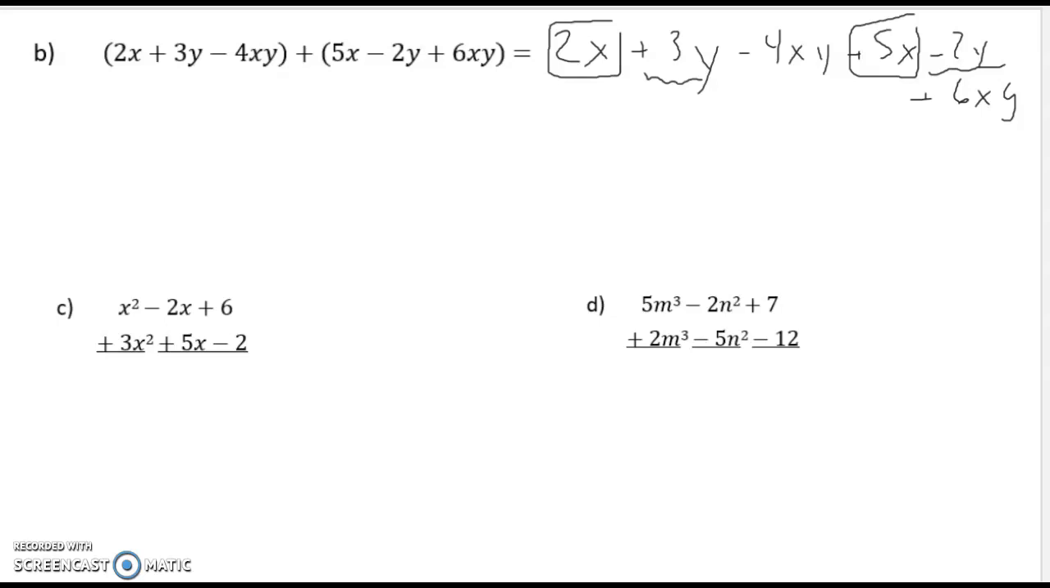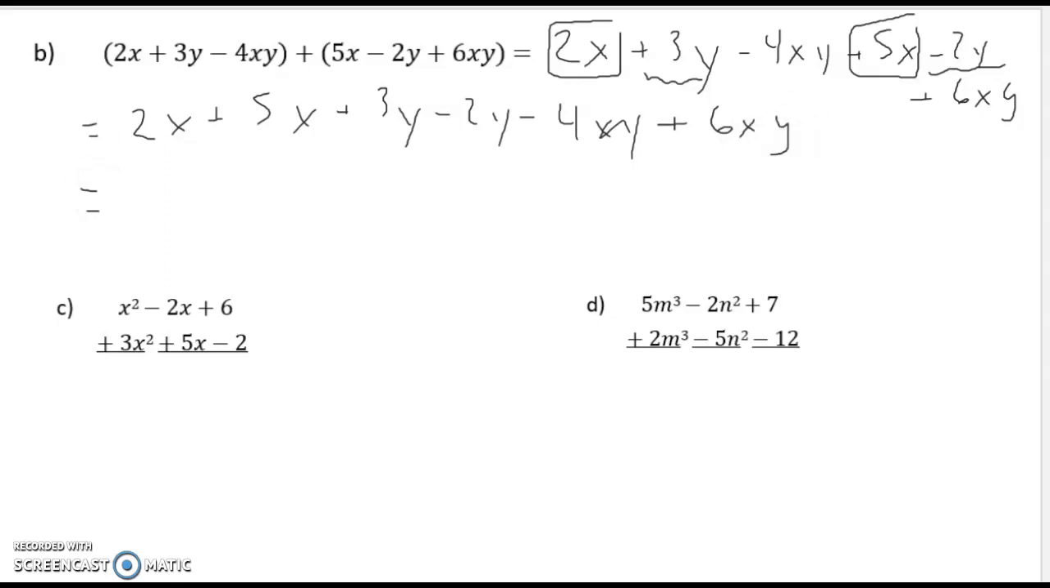So I'm just going to start over here, just so I can have more room. So 2x plus 5x. Then I'm going to go to my positive 3y and negative 2y. So plus 3y minus 2y. And then I'm going to collect the last ones, my negative 4xy and a positive 6xy. Negative 4xy. Plus 6xy.